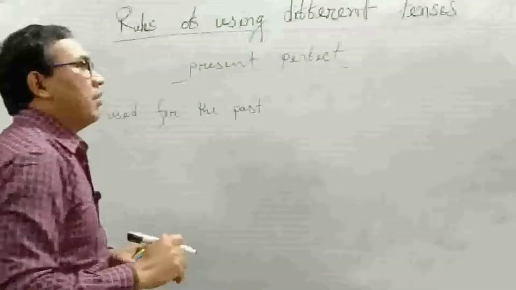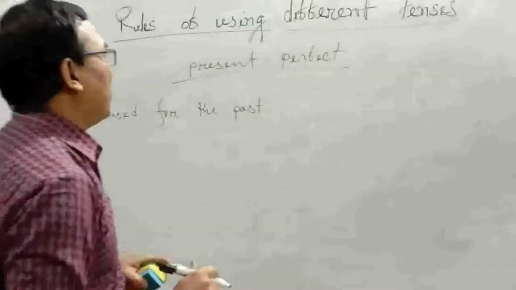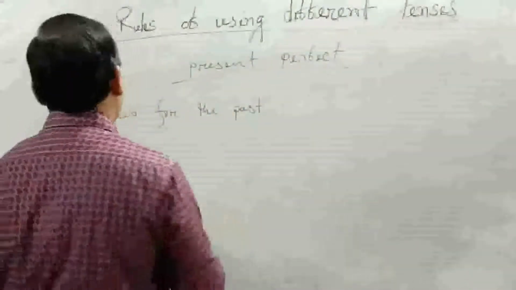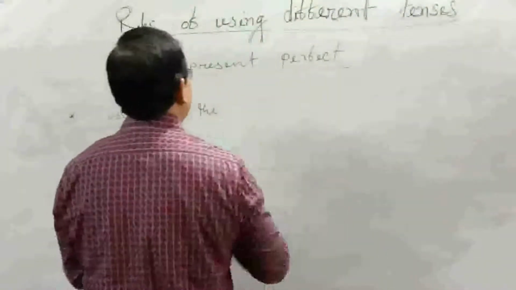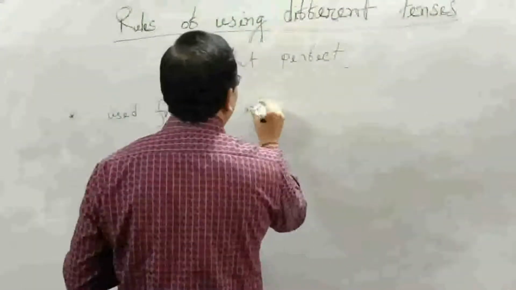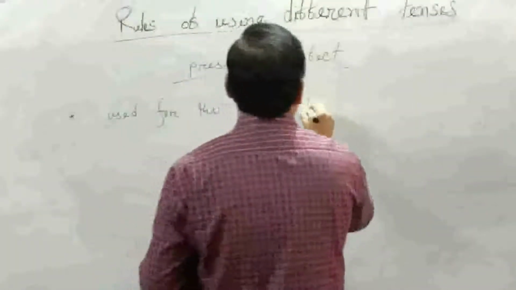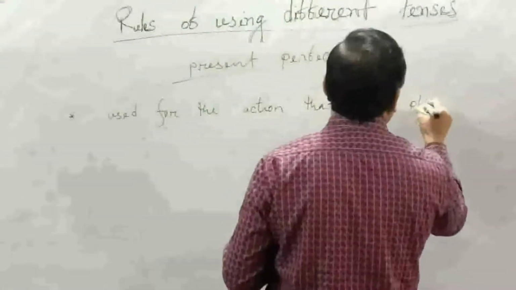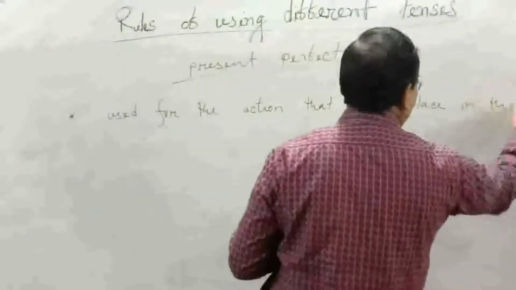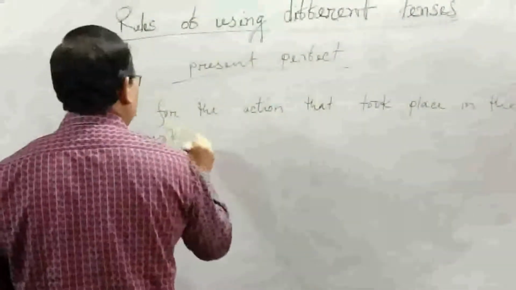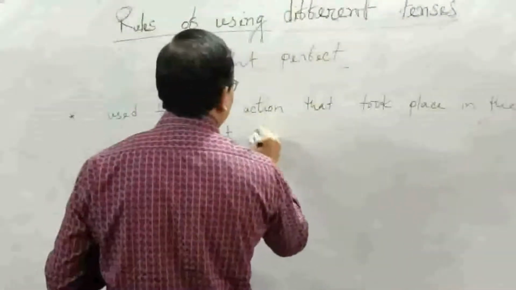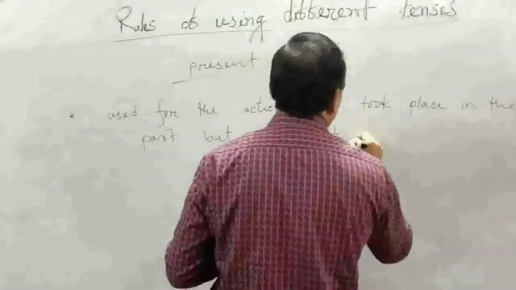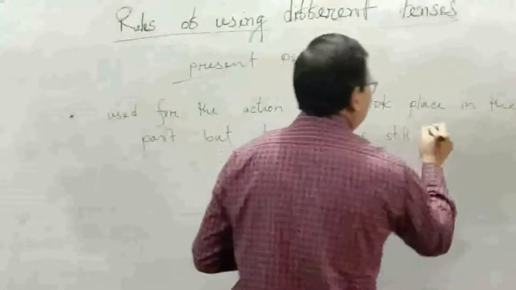Again, present perfect tense is used for the action whose result is still felt. Used for the action that took place in the past but its result is still felt.